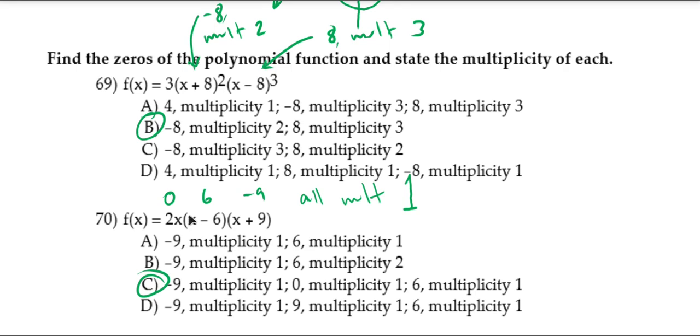Now, each of these terms, the 2x, the x minus 6, and the x plus 9, all have first powers above them because we don't see any exponents. They are first powers. And that means their multiplicity is 1. So each multiplicity will be 1, and we have zeros at minus 9, positive 6, and 0, which is given by C.